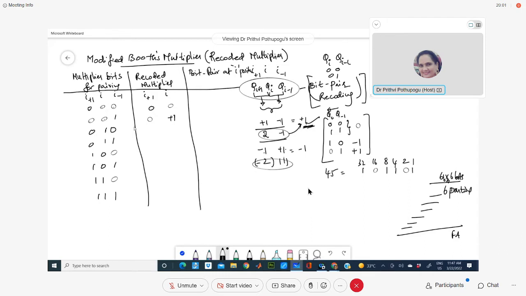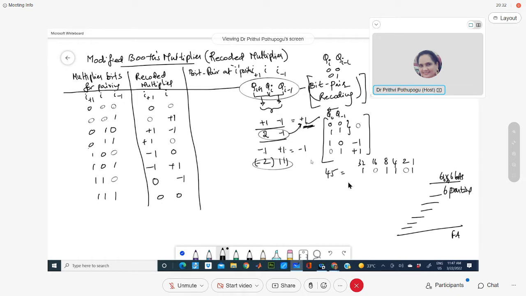And 0 to 1 is minus 1. 1 to 0 plus 1. 1 to 1 is 0. 1 to 0 plus 1. 0 to 0 is 0. 0 to 1 is minus 1. Next 1 to 0 is plus 1. 0 to 1 is minus 1. 0 to 1 is minus 1. 0. And this is 1 1 1 1 0 0.